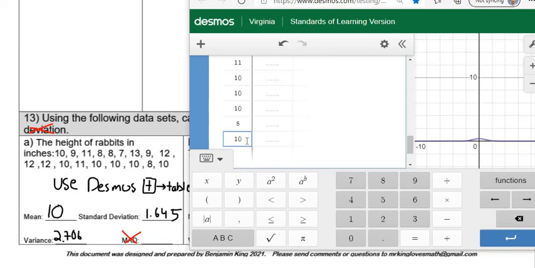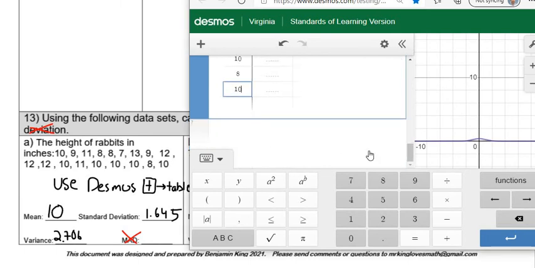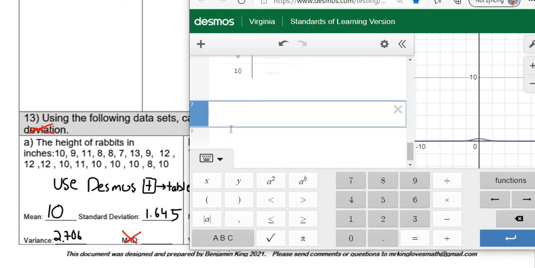The worst thing you can do here is make a typo and then get frustrated and then have to type the whole thing in again because you got an answer wrong. So 10, 8, 10, 10, 10, 11, 10, 12, 12, 12, 9, 13, 7, 8, 8, 11, 9, 10. Then you go all the way to the bottom of the table, and here you insert what you're looking for.